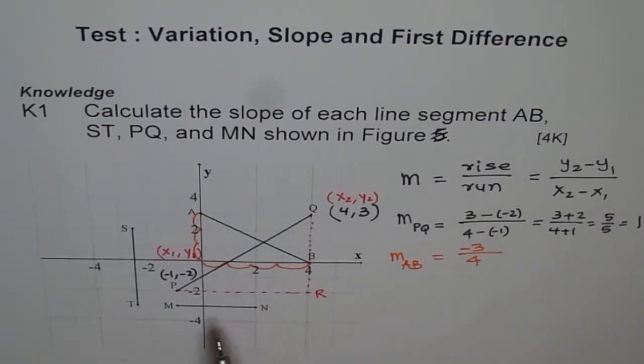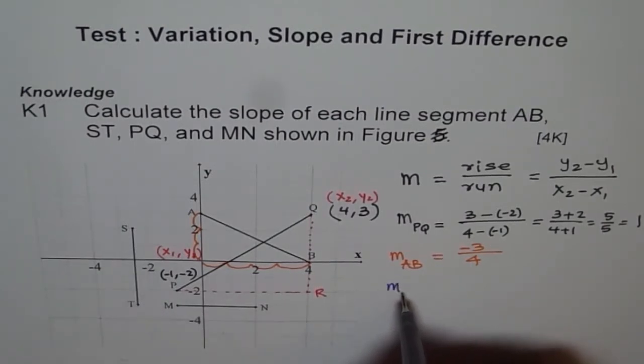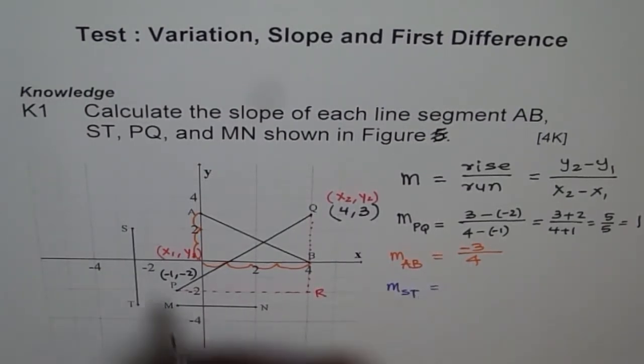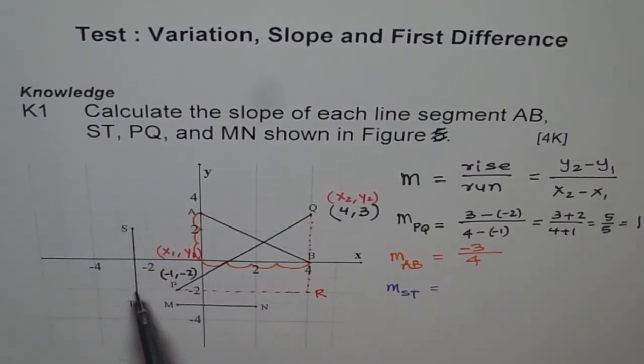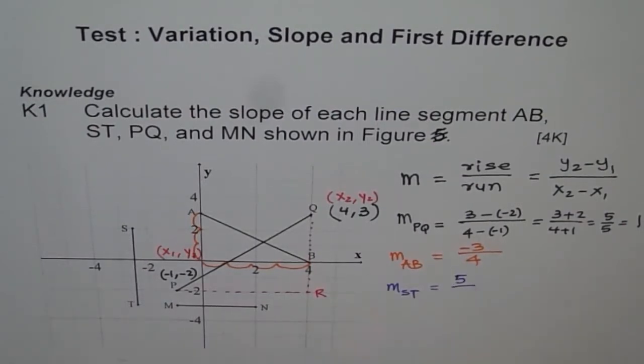Now let's look into the other two lines. Slope of ST. What do you think is slope of ST? How much is the rise? Rise is 1, 2, 3, 4, 5. So you say rise is 5. And how much is the run? Well, it doesn't move. So run is 0. Do you see? Rise over run is 5 over 0.